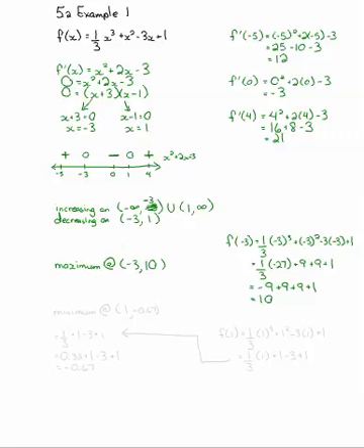Looking back at my sign analysis, I have at 1 this function changing from negative to 0 to positive. That's a minimum. So we have a minimum at 1 comma something. And again, to figure out what that is, take the 1, substitute it into the function, and I'm running out of space here, so I'm just going to move this over to the left.